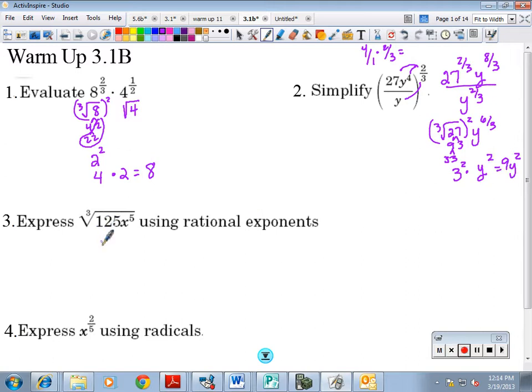This one, the cube root of 125 is 5, because that'd be 25 and 5, 5 and 5. So it'd just be 5. And then I could express using rational exponents. That's not what I'm supposed to do. It's just supposed to be 125 to the 1/3 x to the 5/3. And then express using radicals would just be that.